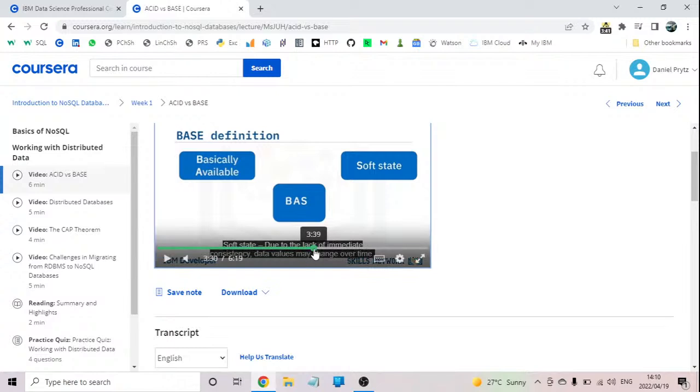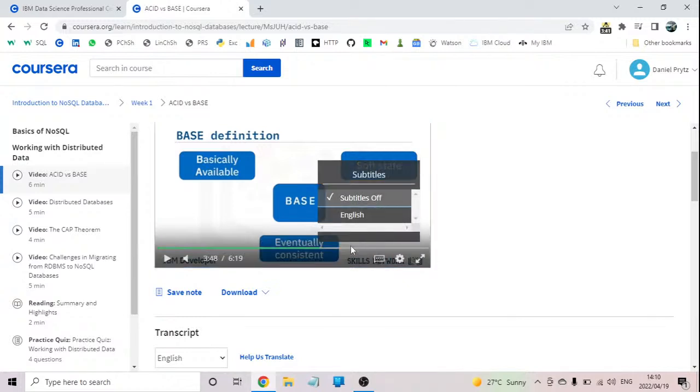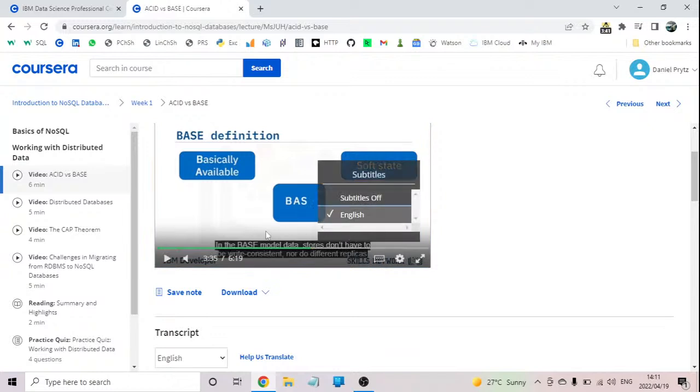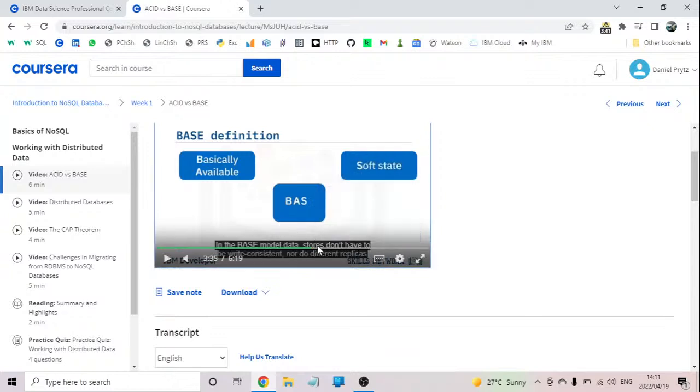Okay. Now, in the base model, data stores don't have to be right consistent nor do different replicas. Oh, sorry, I missed this. This thing just disappeared. Okay. Oh, wait, I need this. What am I doing? Don't have to be consistent all the time.